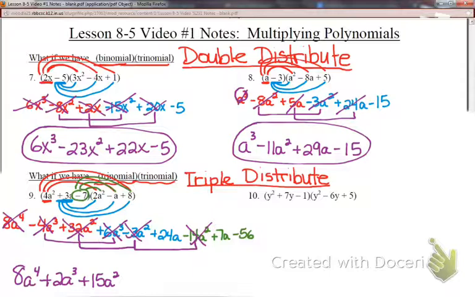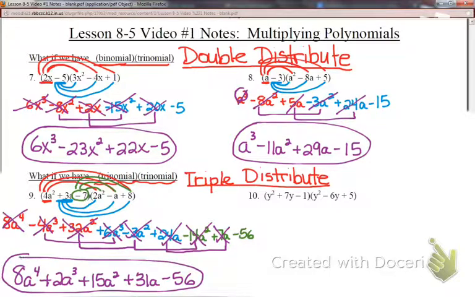Now I'm down to my just plain old a's. This is a 24a plus 7a. That's 31a. So plus 31a. Those are gone. And finally, the minus 56. There's nothing to put with it, so just minus 56. So there you have a polynomial that has 5 terms in it for our answer.